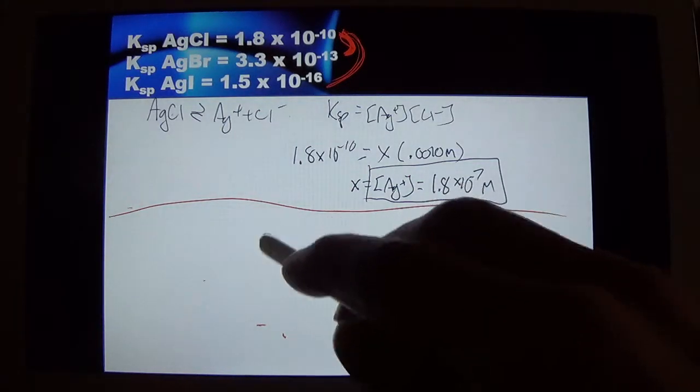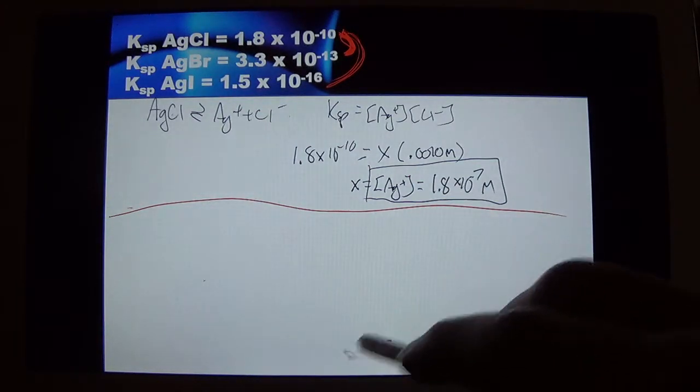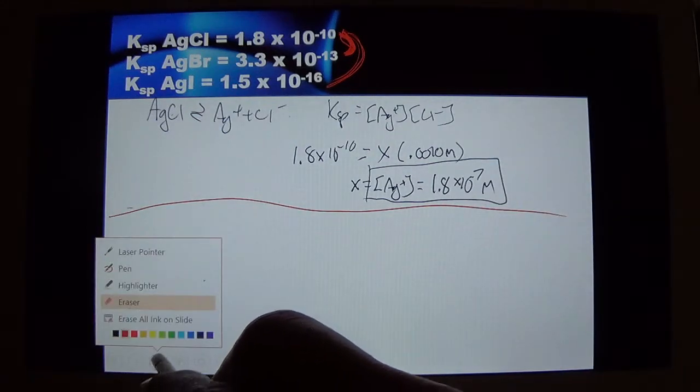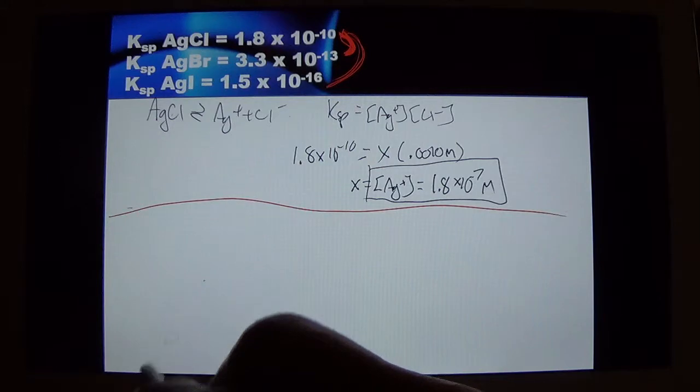I don't know why my eraser started missing all these little bits. There we go. Okay. And let's go with dark green.